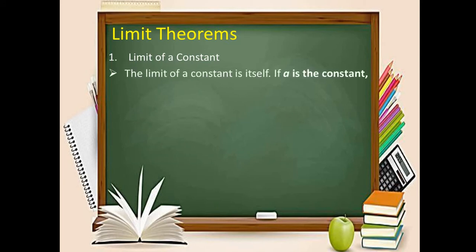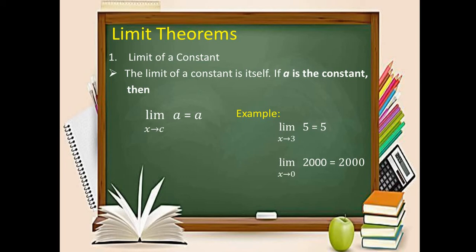Limit of a constant. The limit of a constant is itself. If a is the constant, then we have this equation: limit of a as x approaches c equals a. For example, number 1, limit of 5 as x approaches 3 is equal to 5. Number 2, limit of 2000 as x approaches 0 is 2000. And number 3, limit of pi as x approaches 2 is equal to pi.